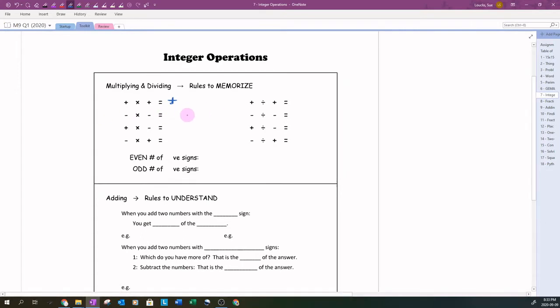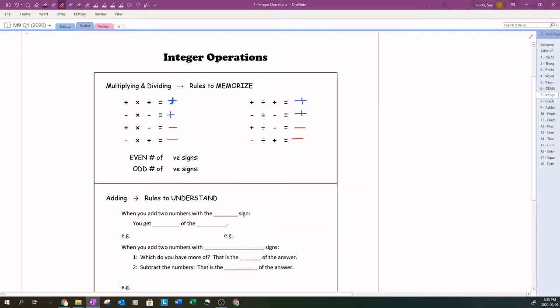A negative times a negative is also a positive. A positive divided by a positive gets you a positive answer, and a negative divided by a negative gets you a positive answer. When the signs are different, you get negative results. So a positive times a negative is a negative number, a negative times a positive is a negative number, and it's exactly the same for the division questions.